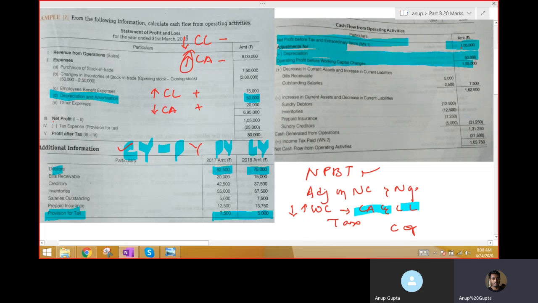So this you have to find by CY minus PY, and then whatever is positive, you do accordingly. Positive current liability means add, positive current asset means subtract. So like this you have to understand and do the adjustment. Okay.